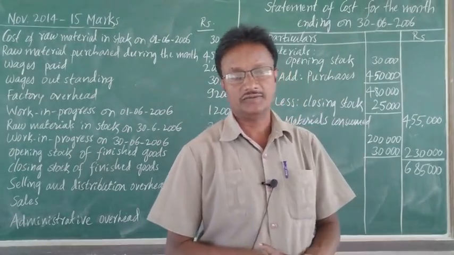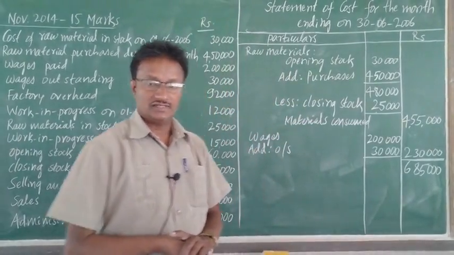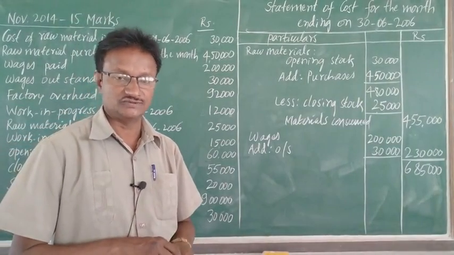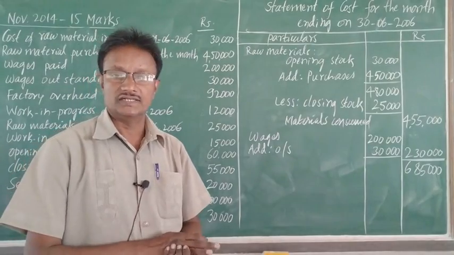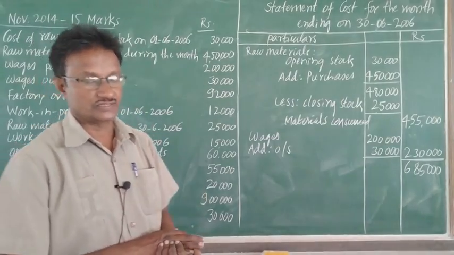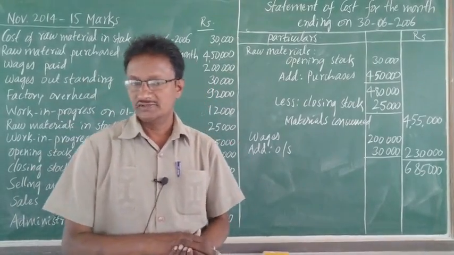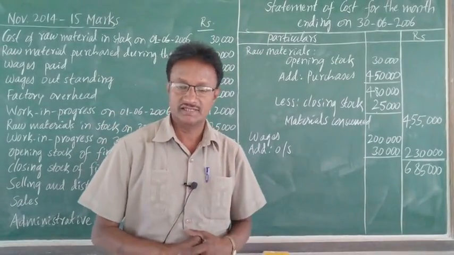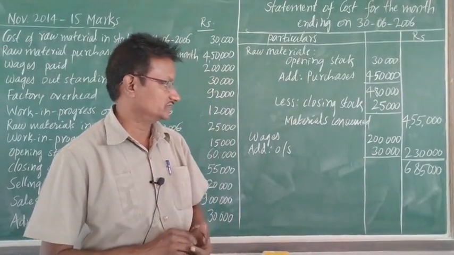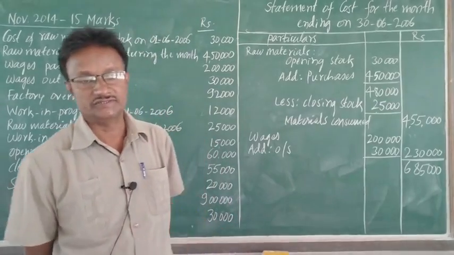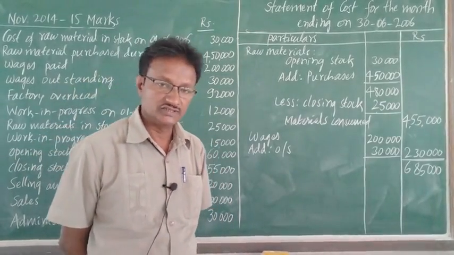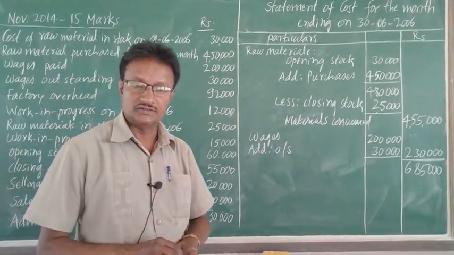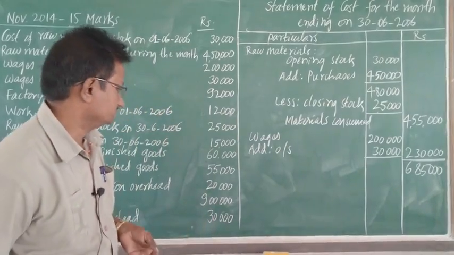To this cost we have to add factory overhead, administrative overhead and selling and distribution overhead to ascertain the total cost, and also the opening stock of work in progress and closing stock of work in progress, and opening stock of finished goods and closing stock of finished goods have to be given consideration.